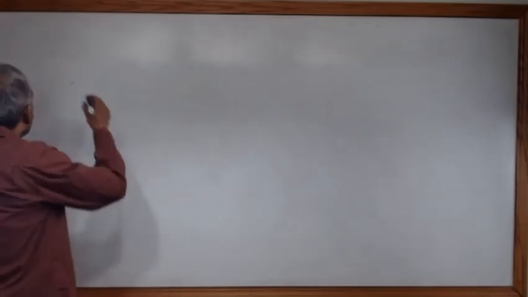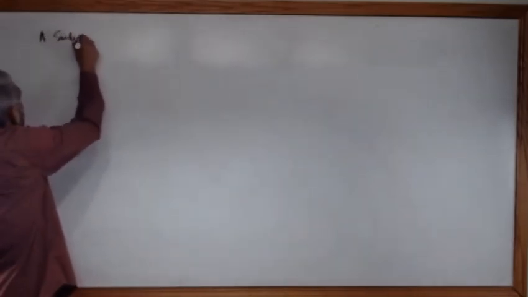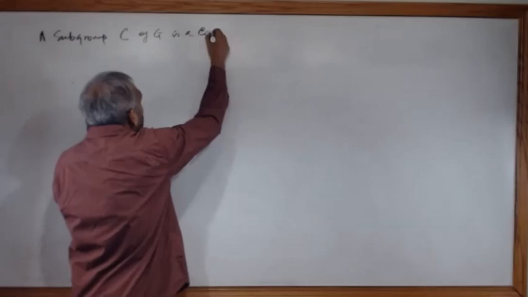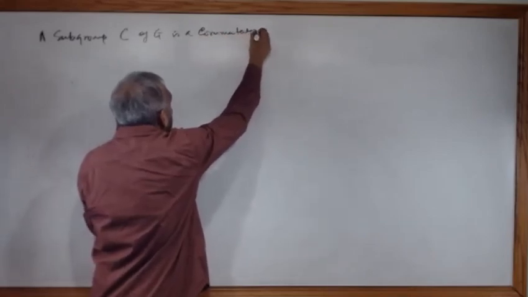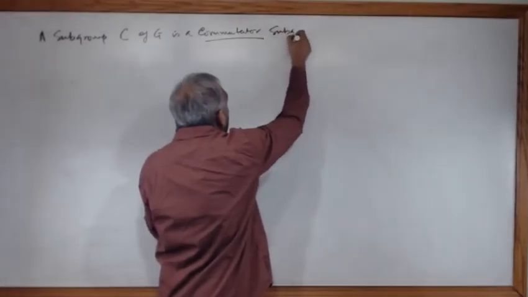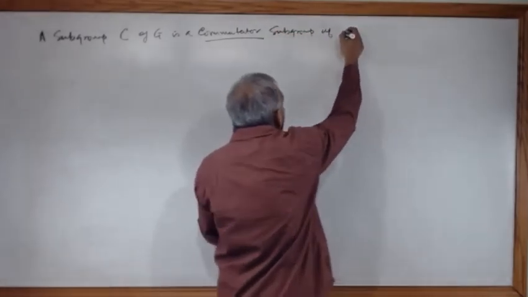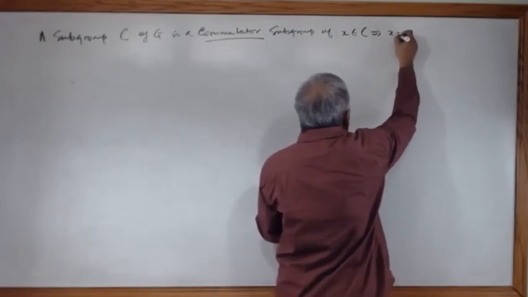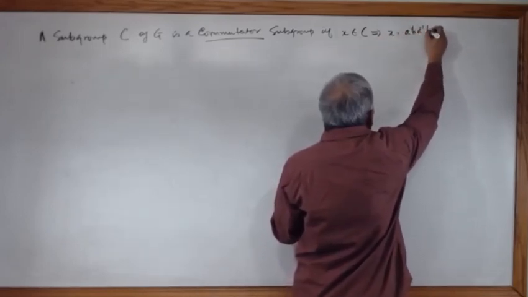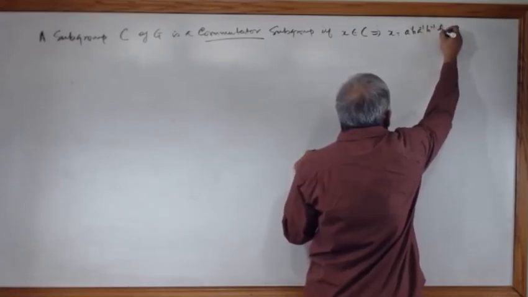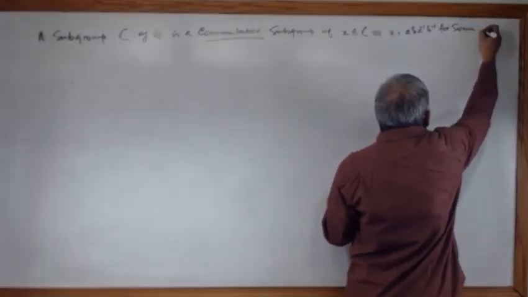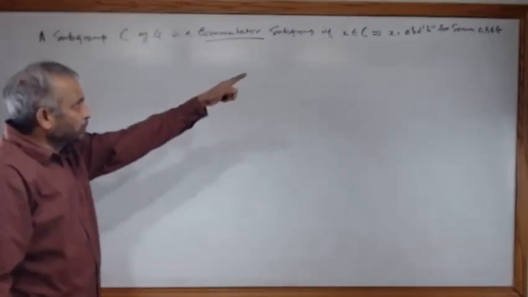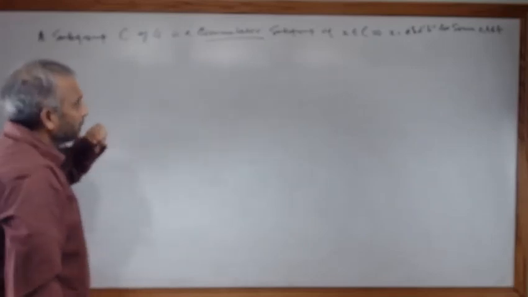We'll do a problem. A subgroup C of G is a commutator subgroup if x belongs to C implies x is equal to a b a inverse b inverse for some a, b in G. So every element of that subgroup is expressed as a b a inverse b inverse.